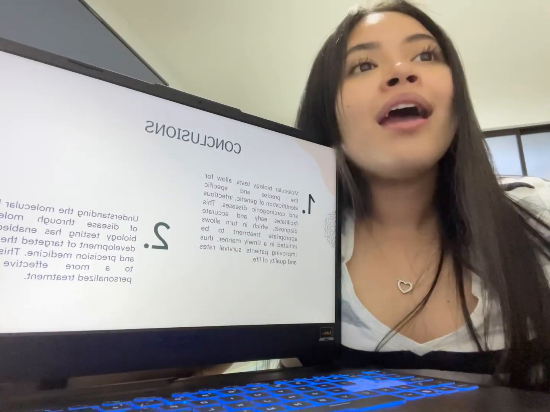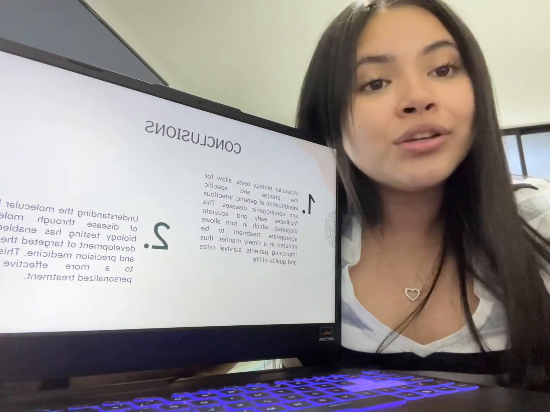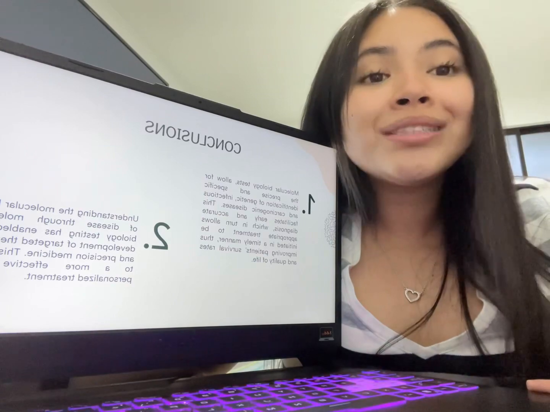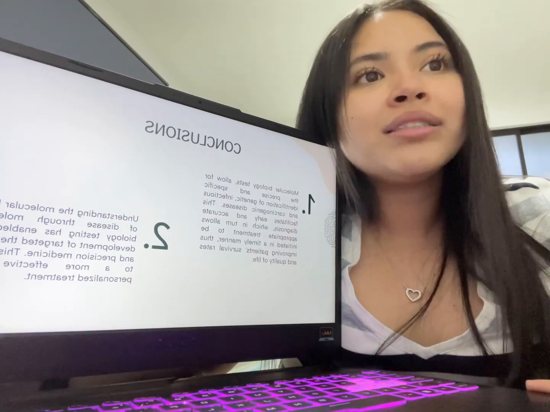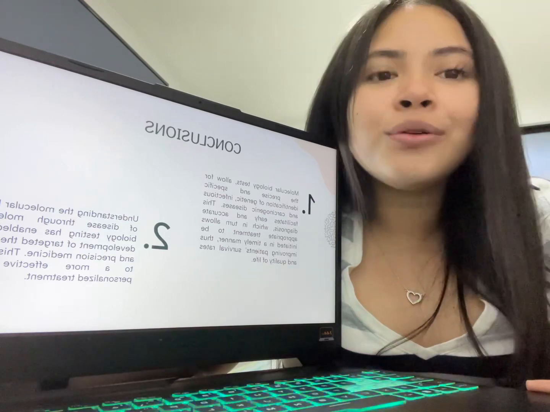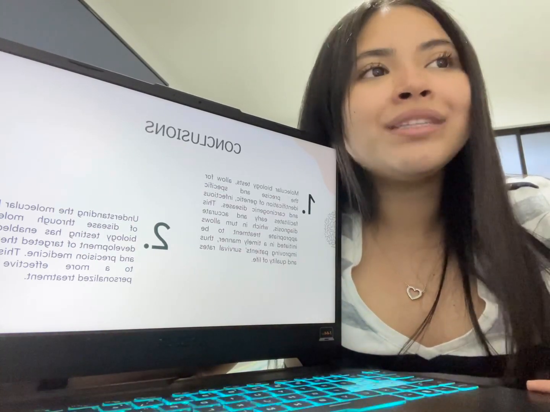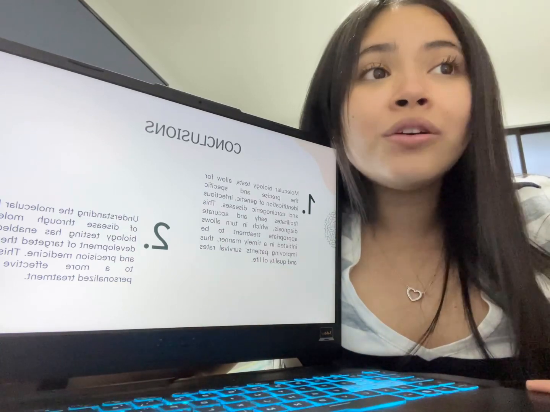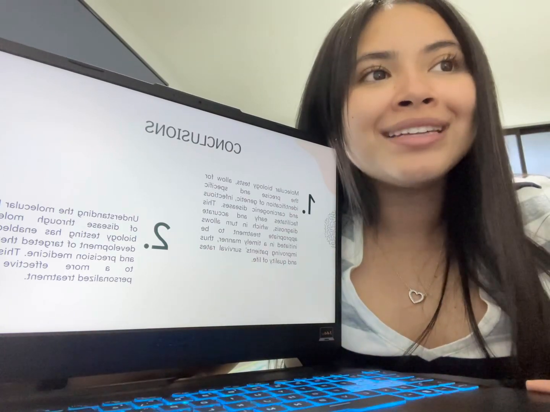And now we have two conclusions. The first one is, molecular biology tests allow for the precise and specific identification of genetic infections and carcinogenic diseases. This facilitates early and accurate diagnosis, which in turn allows appropriate treatment to be initiated in a timely manner, thus improving patient survival rates and quality of life. And the last one is, understanding the molecular basis of disease through molecular biology testing has enabled the development of targeted therapies of precision medicine. This leads to more effective and personalized treatment.